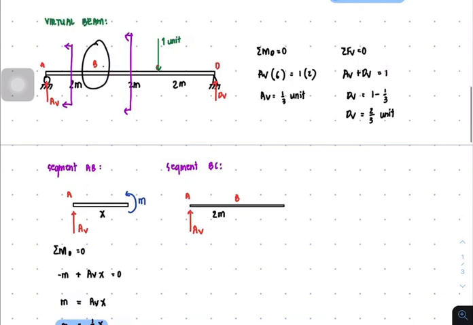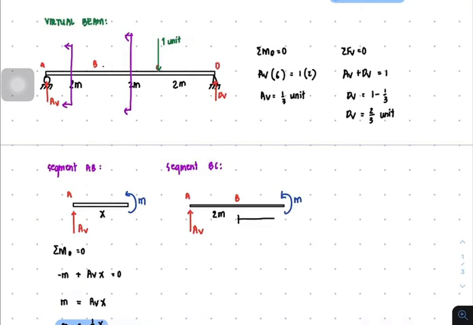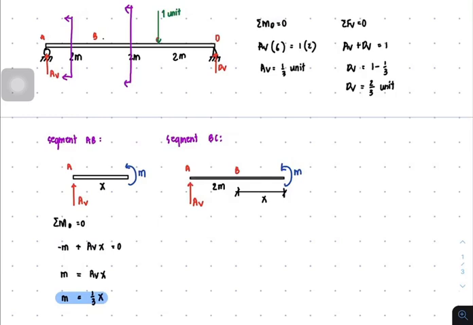And of course, there is no load here, right? So there is no load anymore, do not forget that. And then at the point of cutting, small letter m, then counterclockwise. And then the boundary, the X here. This is now X.